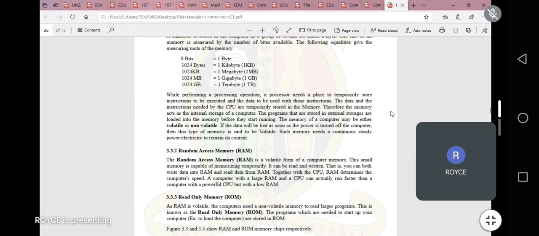So you can read and write to the RAM, meaning you can add data and also get data from it. That's basically what reading and writing means. The RAM determines the computer's speed. That's another thing that you should know. A random access memory: if your RAM is small, your computer will be slow. If your RAM is big, your computer will be fast.